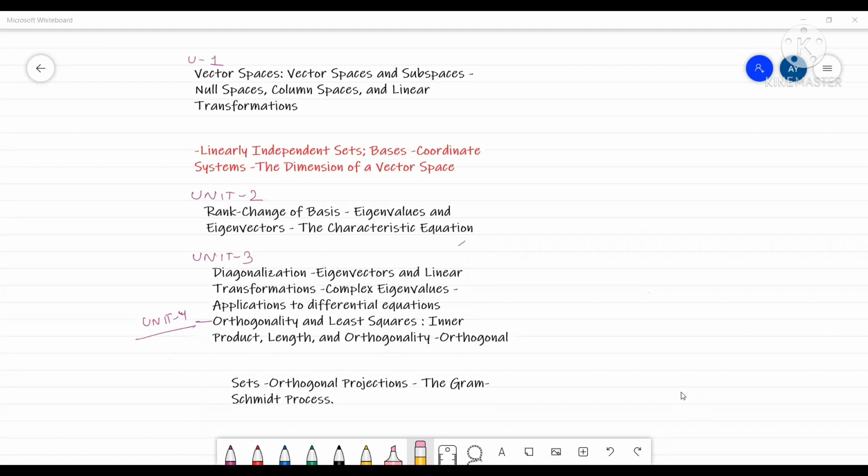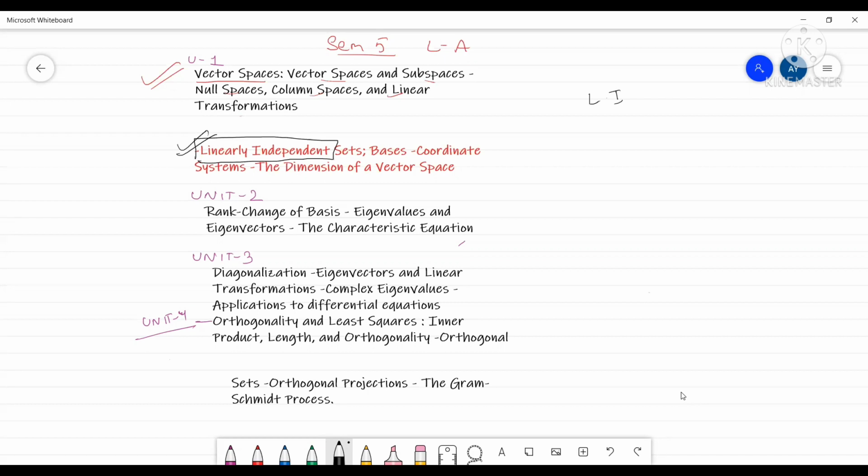Today in this video we will be discussing SEM 5, that is linear algebra. So your first unit contains vector spaces, which has vector spaces, subspaces, null space, column space, linear transformation. The questions you can expect from this one are: linearly independent or linearly dependent. They'll be giving you a set and they will ask whether it is linearly dependent or independent. This is a must question in your examination.